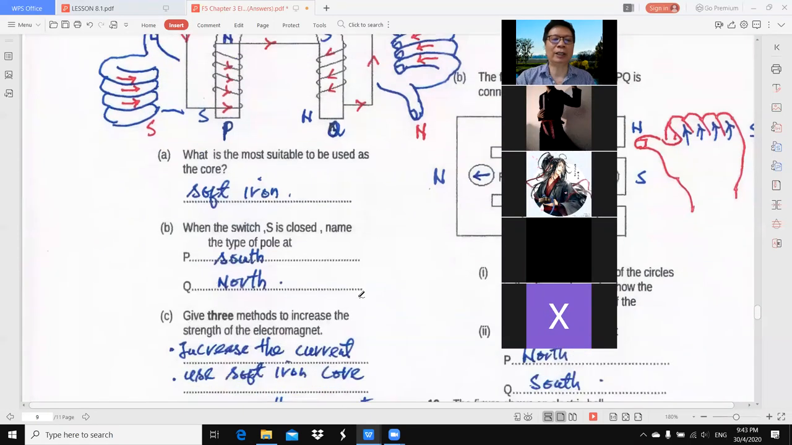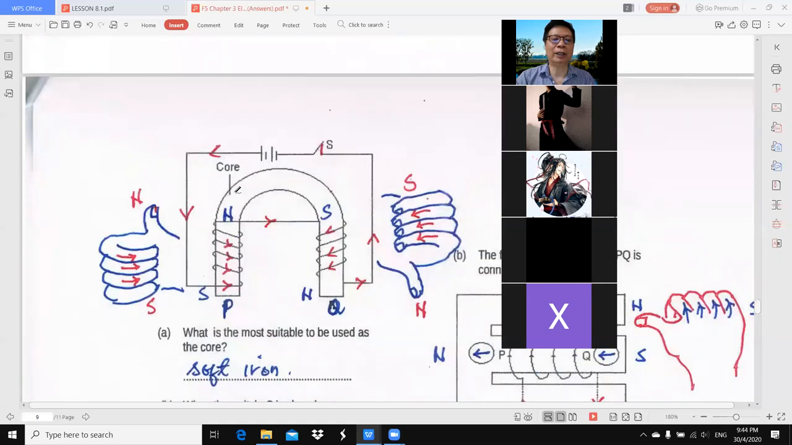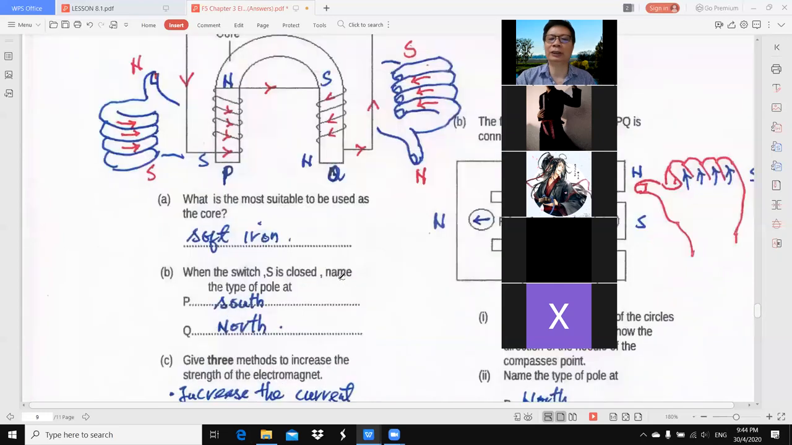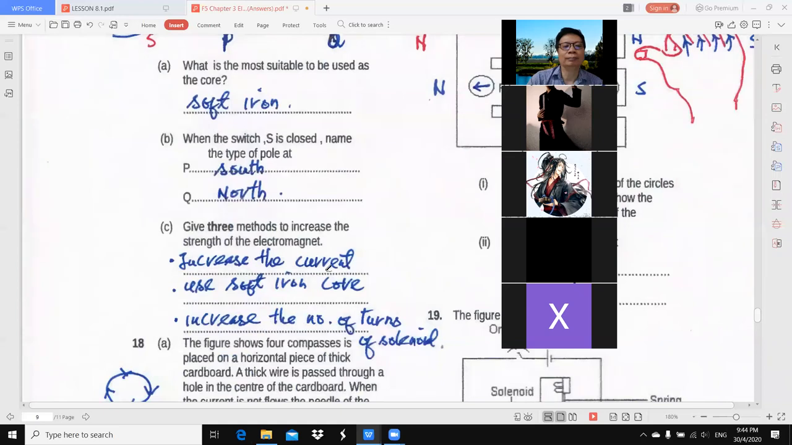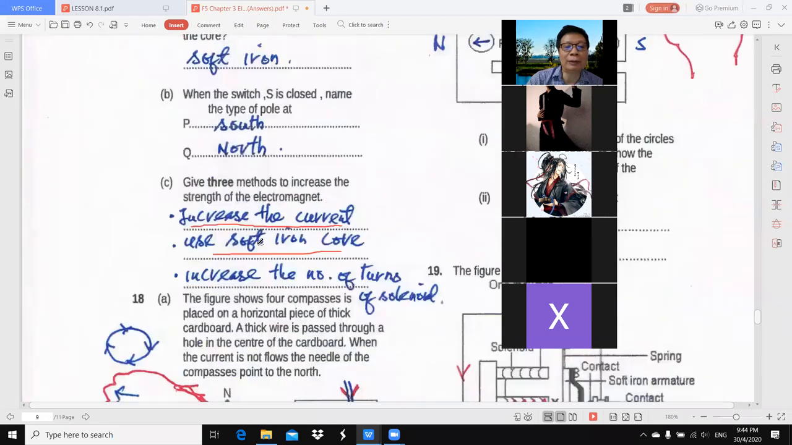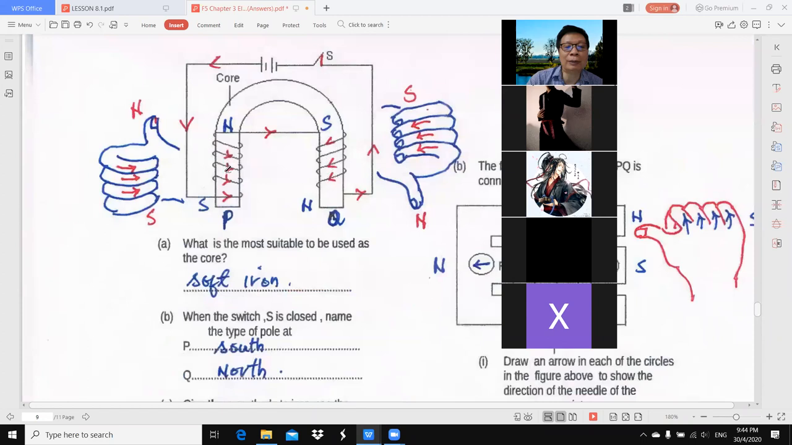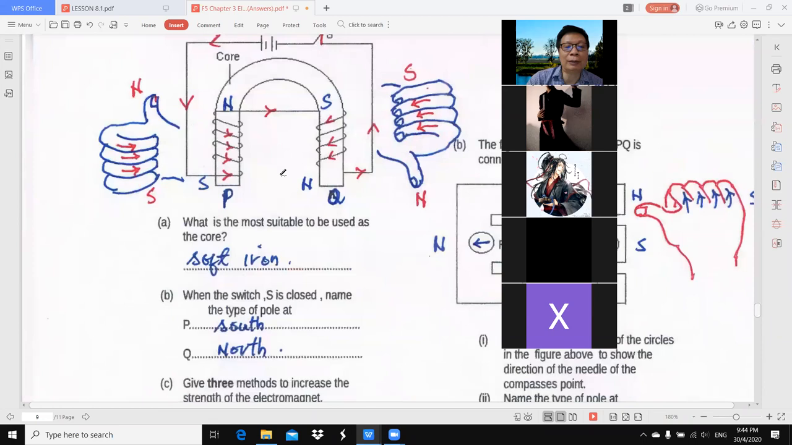Three methods to increase the strength of the electromagnet, three methods to make this electromagnet stronger. You see the answer yourself. First, increase the current. We make the current bigger, automatically the magnet is stronger, right? Second, use a soft iron core. Soft iron can produce the strongest magnetic field. Here it is not using soft iron, it only says core, it never says what material. That's why you can say use soft iron. And the last, increase the number of turns of the solenoid. Number of turns means that you make more turns here, and here also more turns. When you have more turns here and here, it becomes stronger. Increase the number of turns.